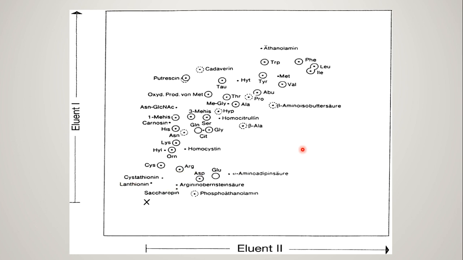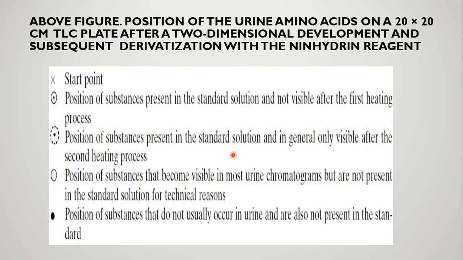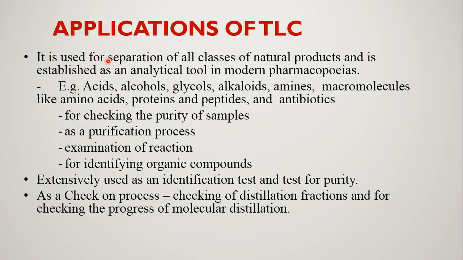Also we can see in this chromatogram, this is eluent 1 where various components are separated and marked. Then we turn this 90 degrees and run the second experiment, second run, using a different mobile phase or different solvent mixture, and we get various spots again in this second direction. So it is an overall two-dimensional TLC. In the above figure, the position of the urine components is shown as an example for a particular sample.